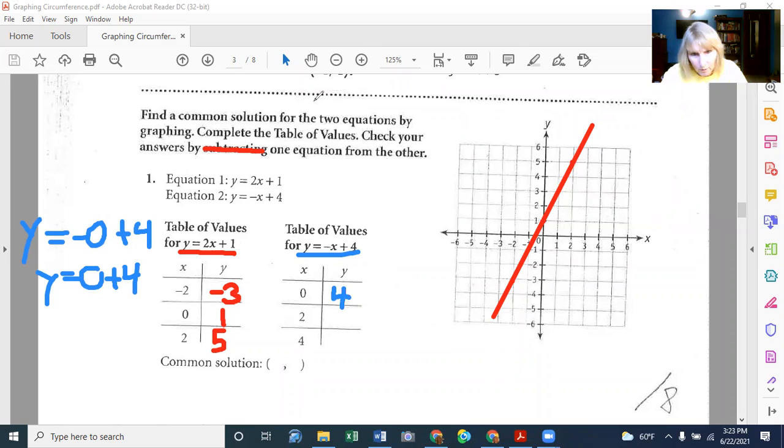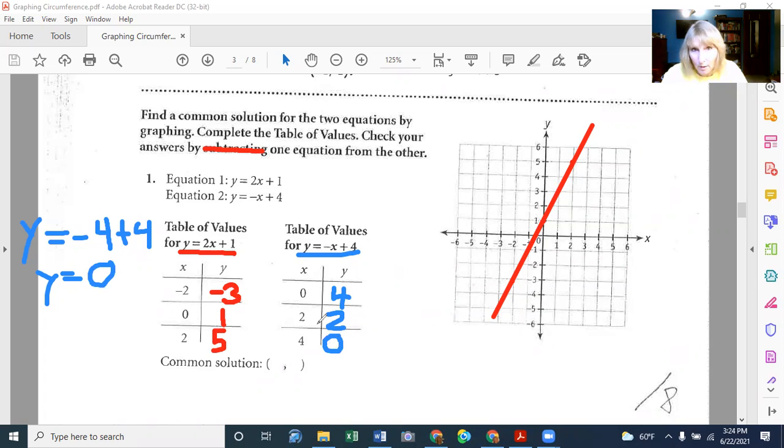Okay, and this time we're going to plug in not 0, but 2, because it's the next value they tell us to plug in. So now we have negative 2 plus 4. What's negative 2 plus 4? Well, that's just positive 2. And then finally, we're going to plug in positive 4. So positive 4, and then it's the opposite of the positive, negative 4, negative x. So negative 4 plus positive 4 will give us 0. So this one is 0.